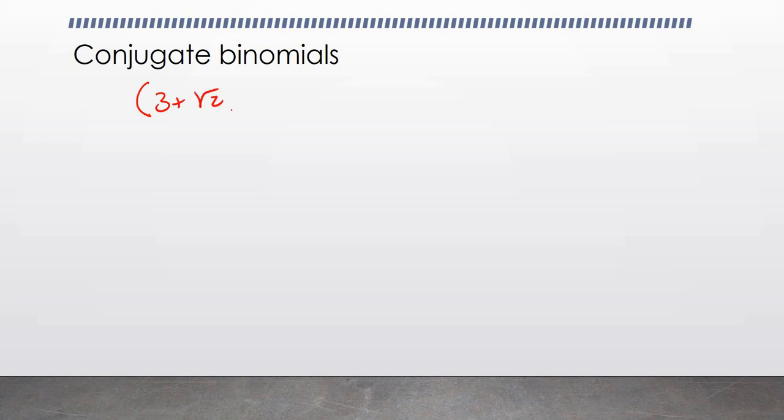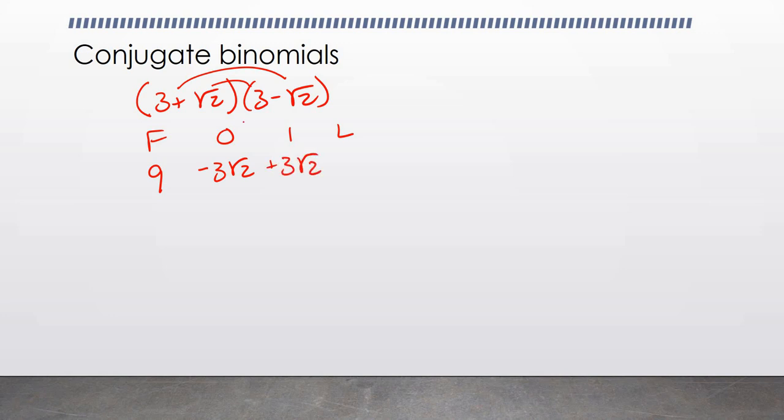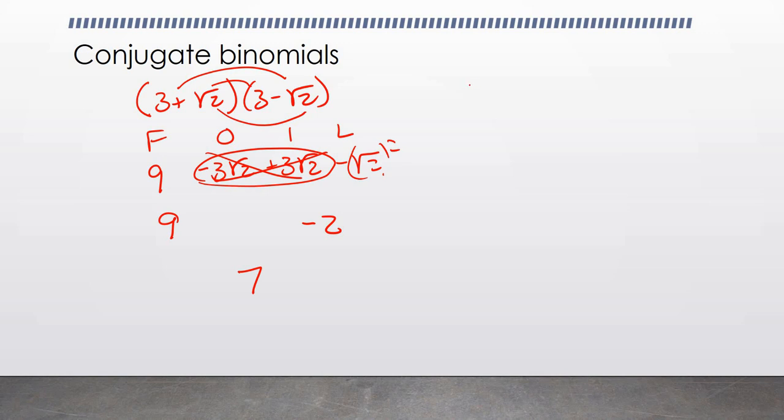Let's take a look at conjugates. Remember our conjugates. Conjugates with radicals. Again, plus minus, same as the front and the back. If I use FOIL, first times first, outside is negative 3 times root 2. Inside is positive 3 times root 2. And last is negative root 2 times itself, which is simply negative 2. Look what happens to the middle. So my answer here is 7.